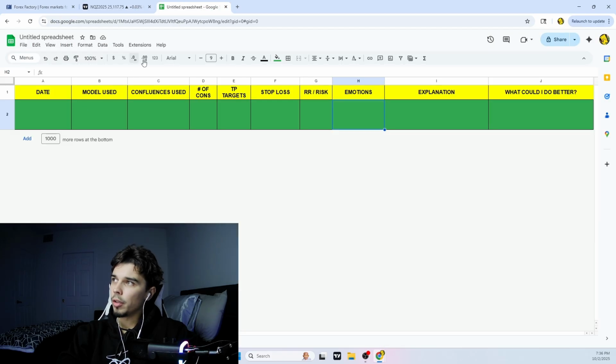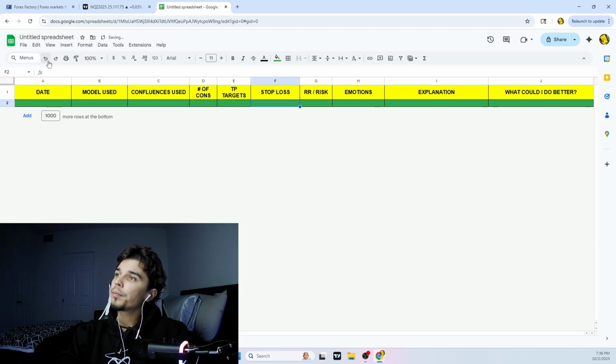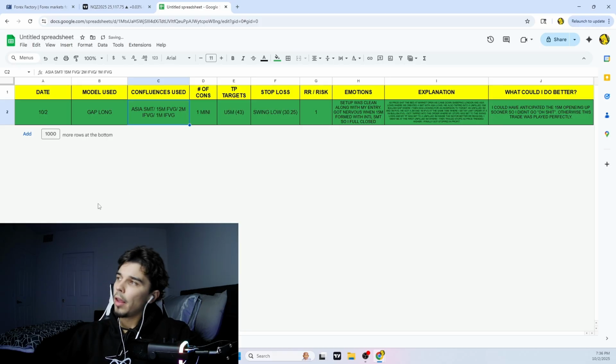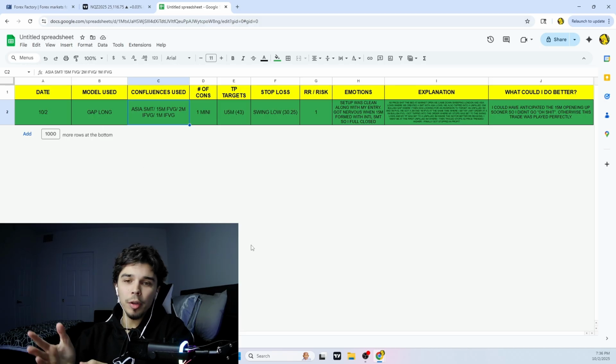Okay. So let's just go here real quick, back to our Google Sheets. And then what ended up happening? This is my actual journal I had from this morning. Okay. So what is the date today? Today is October 2nd. What kind of model did I use? I used a gap long model, right? Because I'm targeting an unfilled gap. And what am I doing? I'm going long.